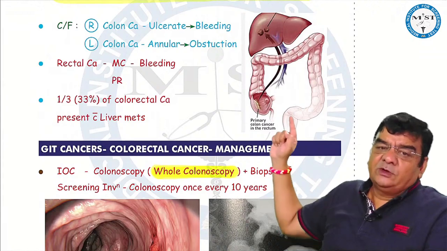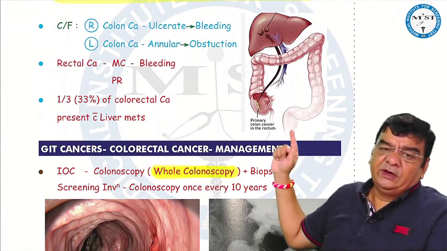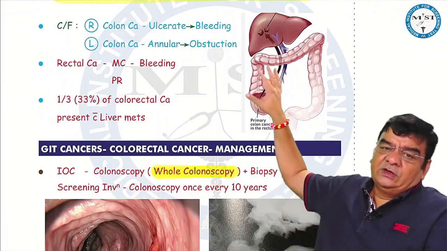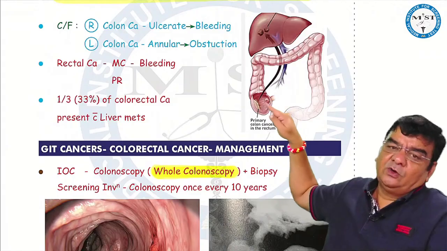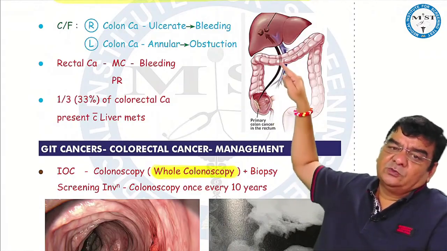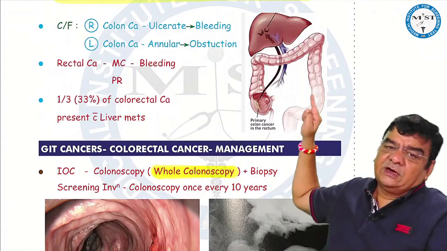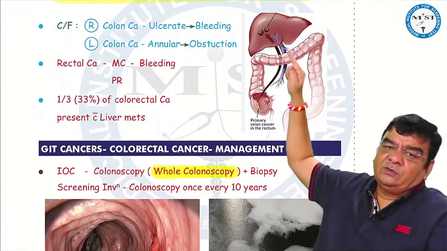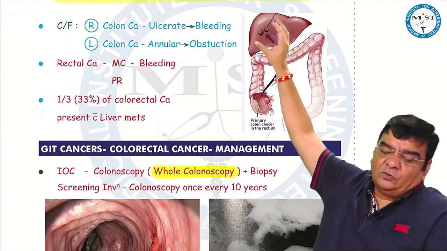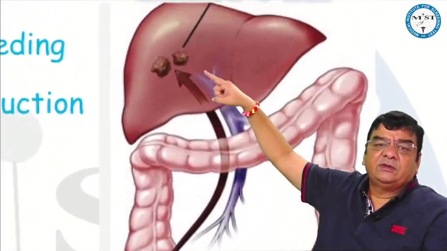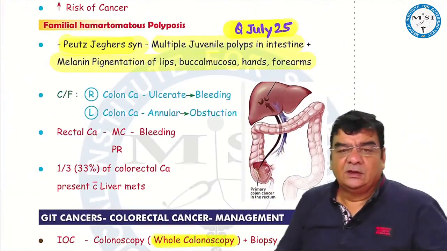Rectal cancer most commonly presents with bleeding. So the commonest presentation of colorectal cancer will be bleeding per rectum, whether it is a right colon cancer or a left colon cancer. If it is right colon, the cancer cells can go into the superior mesenteric vein, portal vein into the liver. If it's a left colon cancer, cancer cells can go in the inferior mesenteric vein, then splenic vein, portal vein, liver. 33% of colorectal cancer patients, by the time they come to us, already have liver metastasis.